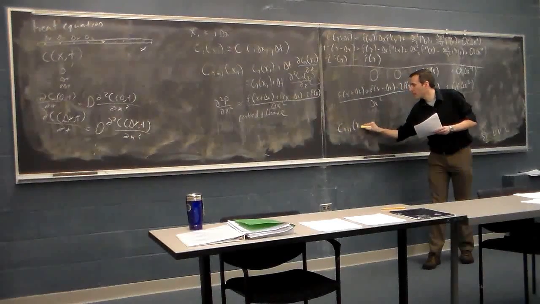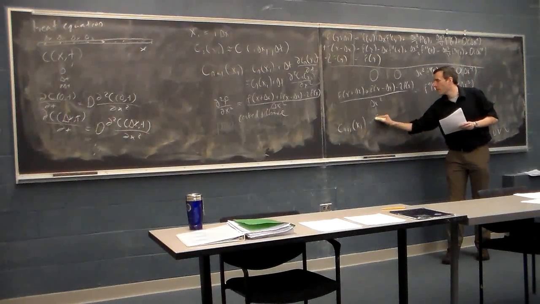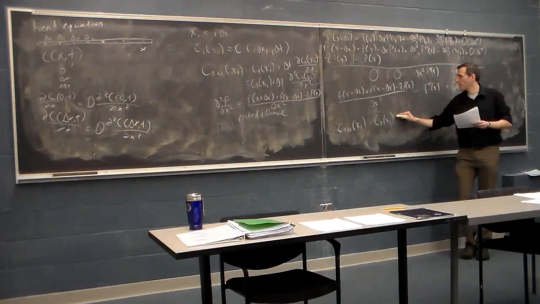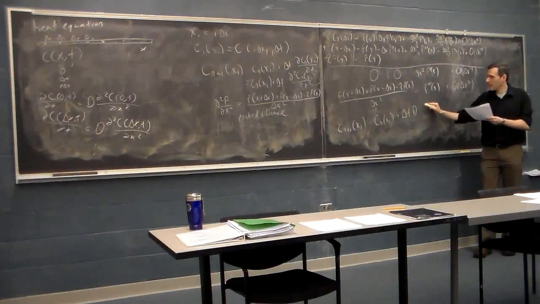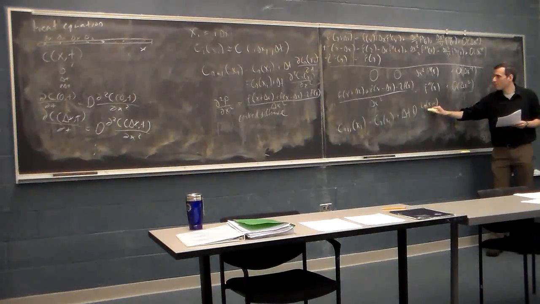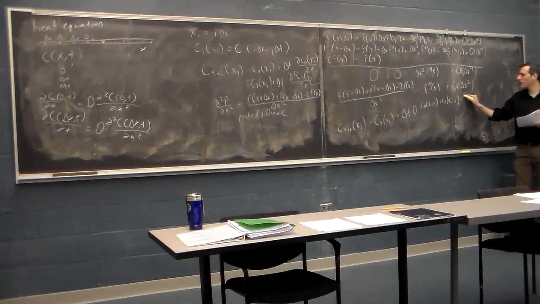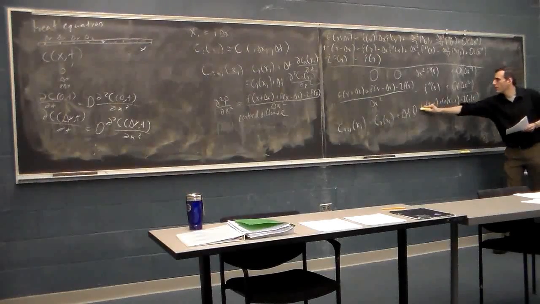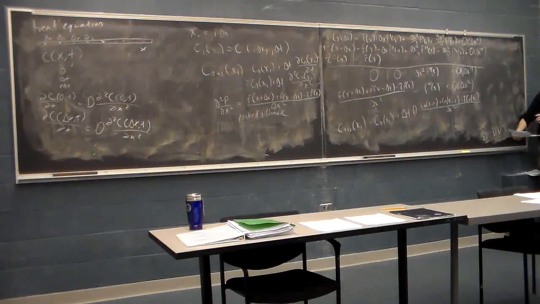C sub n plus 1 of x_i, so that's our approximation to the ith spatial point at time step n plus 1, is given by C sub n at x_i plus delta t times the diffusion constant times this approximation scheme, which will come out to C sub n at x_(i+1), so nth time point, i plus first spatial point, plus C sub n x sub i minus 1, minus 2 C sub n x_i, over delta x squared. And this then is giving us an iterator for a forward Euler approximation using the second order spatial derivative approximation.